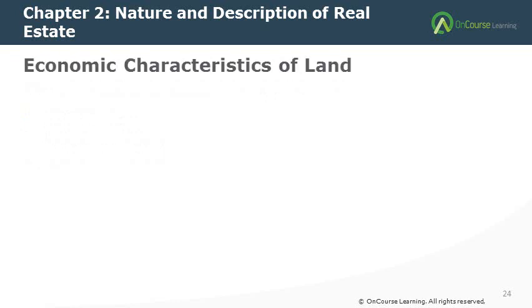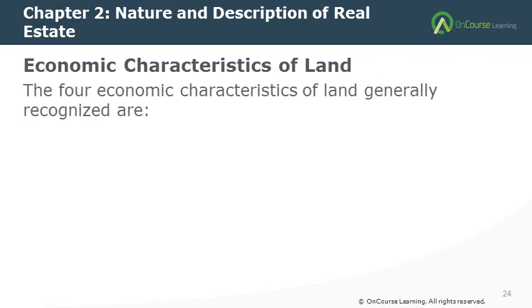Land also has various economic characteristics. There are 4 economic characteristics of land generally recognized. The first one is scarcity. Is land scarce? You may be thinking about many wide open spaces here in the United States. How can land be scarce? Well, we can say that well-located land is in comparatively short supply and hence scarce.